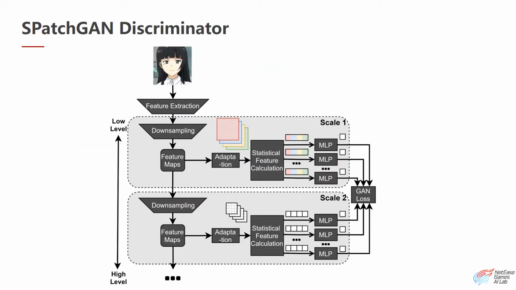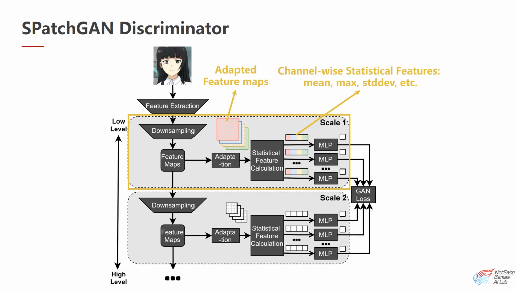We design a multi-scale discriminator which relies on statistical features instead of individual patches. Let's focus on the first scale. After getting the feature maps of patches, we compute the key channel-wise statistics. Each element of the resulting statistical feature is calculated over many patches, so it's much more stable than the individual patch. It also has a global view of the entire feature map, which facilitates the shape deformation.